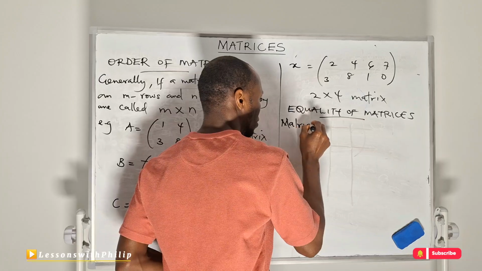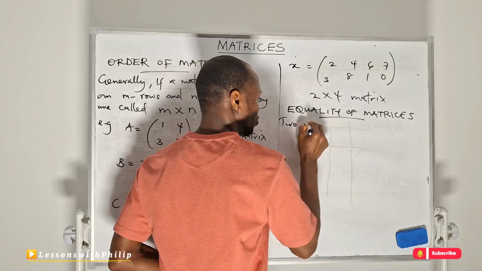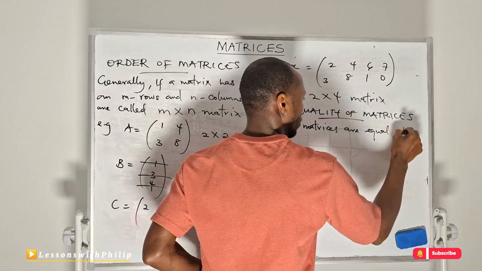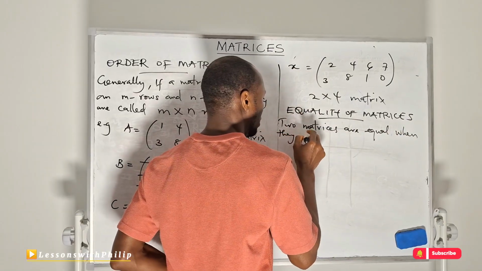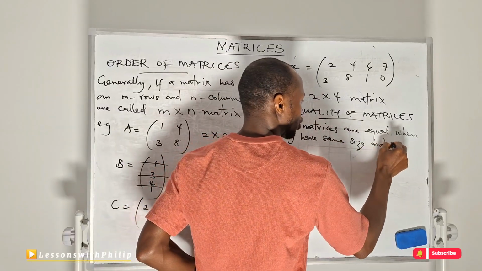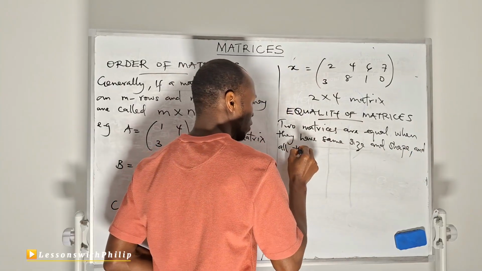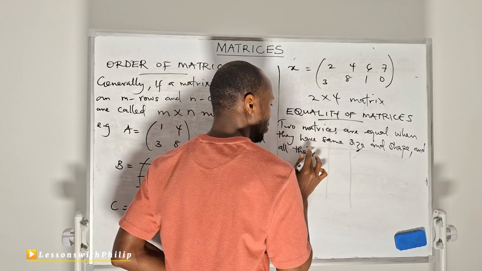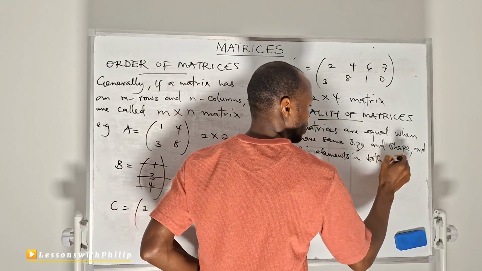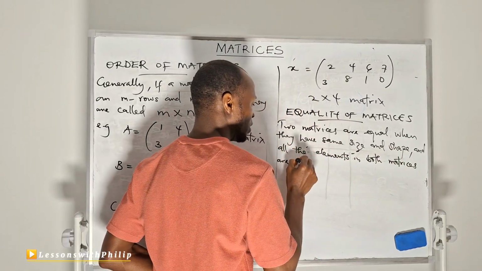Two matrices are equal when they have the same size and shape, and all the elements in both matrices are the same.